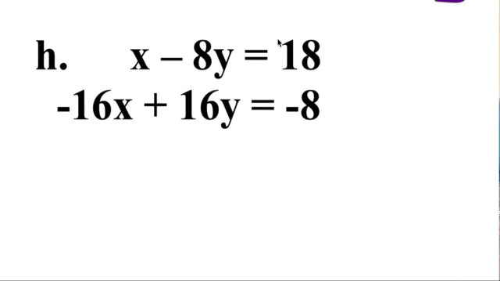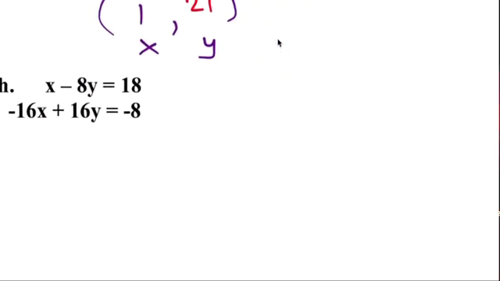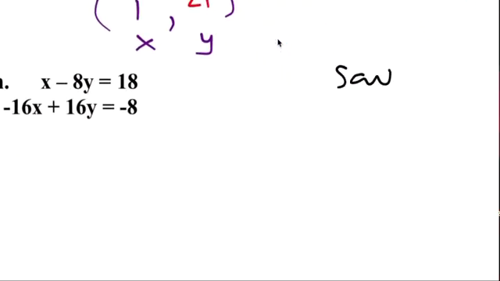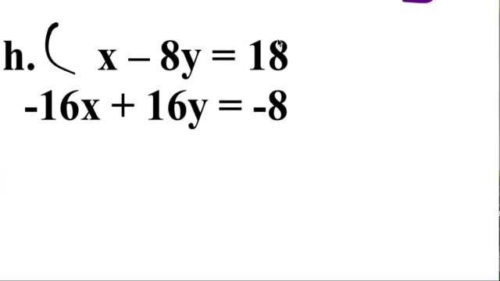Either you make the x equal to 0 by multiplying it by 16, or y equal to 0 by multiplying it by negative 2. So just for sake, I'm going to save the one I'm not changing, which is negative 16x plus 16y equals negative 8. So I'm going to multiply it all by 2. It's easier than multiplying by negative 16.